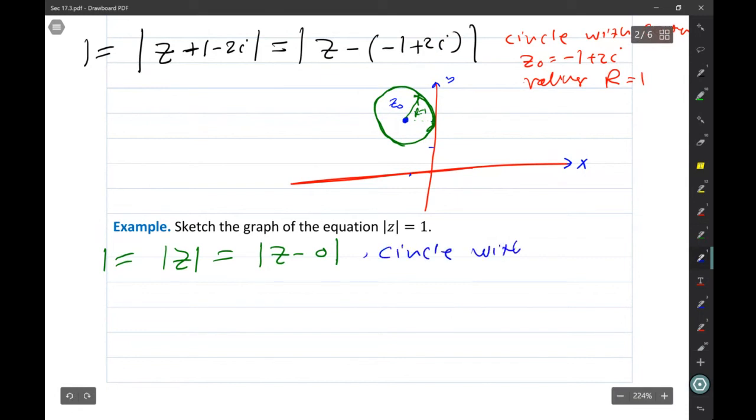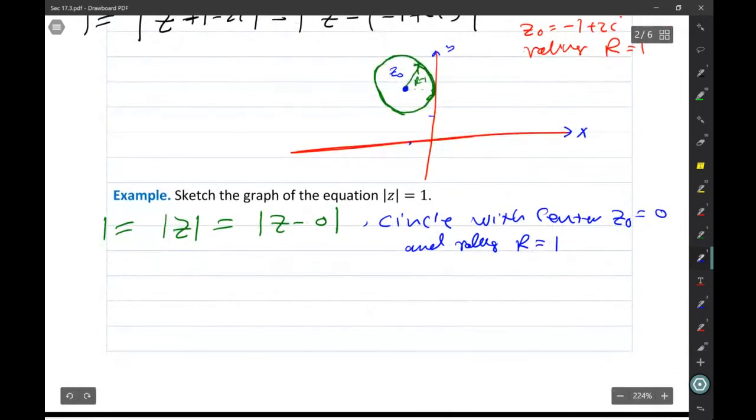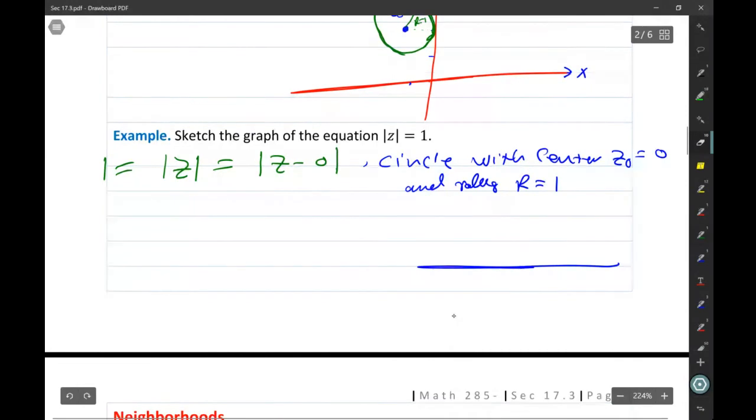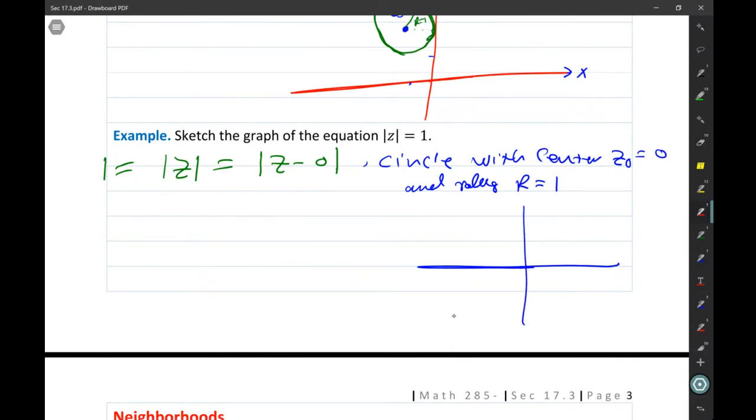with center z naught equal to 0 and radius r equal to 1. The complex number z naught is equal to 0 and the radius r is equal to 1. So this is represented in this shape. A circle with center z naught equal to 0 and radius 1.